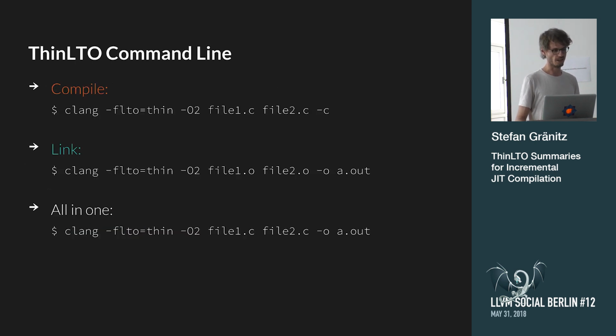On the command line, it's super trivial. You just add this -flto=thin flag and compile and link, or do it all at once with Clang. That's another note: this is only implemented in Clang currently. It's not available in other compilers as far as I know, and it's also not really standardized now. I think the bitcode format is going to be standardized soon within LLVM, but not outside the universe of LLVM.